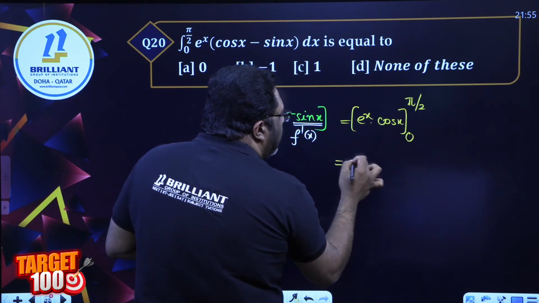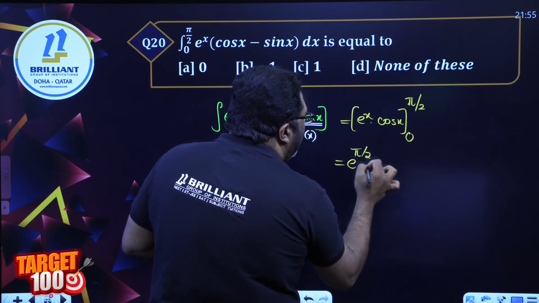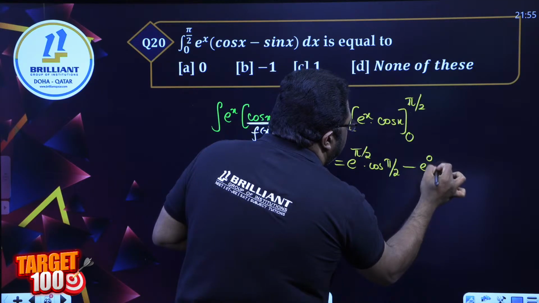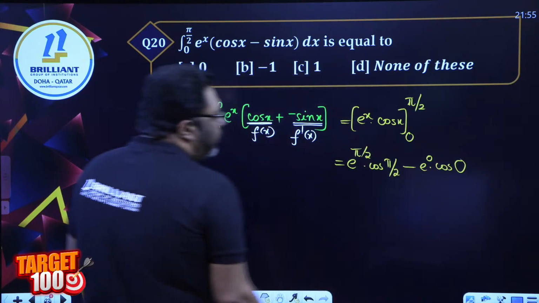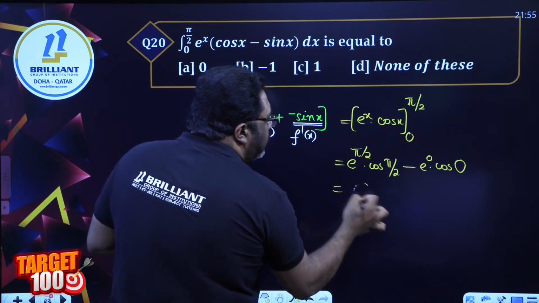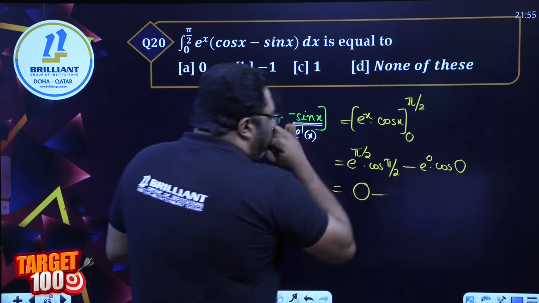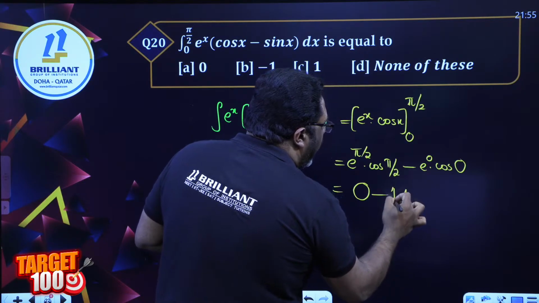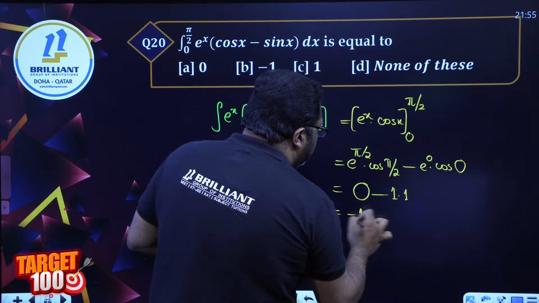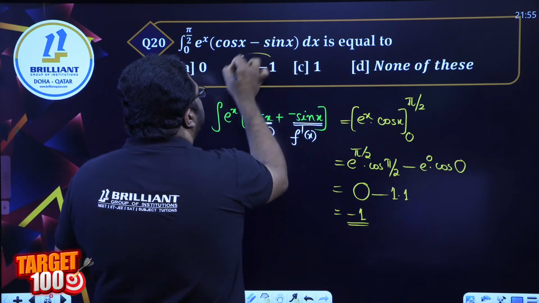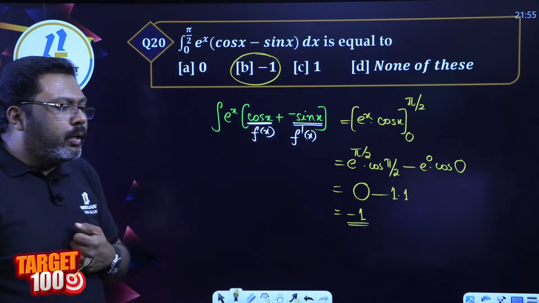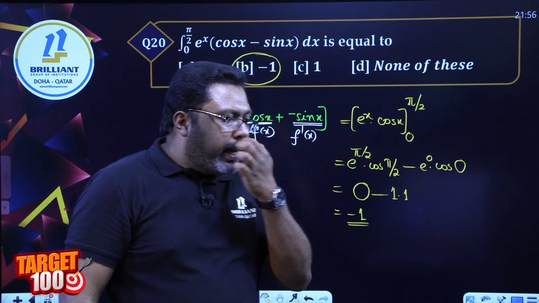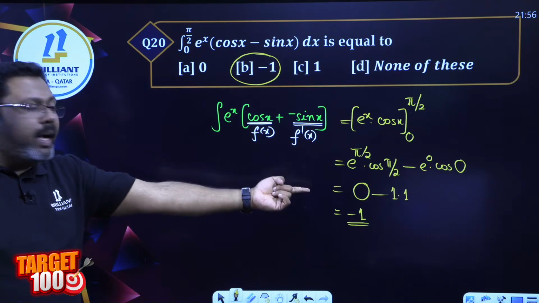Apply the limits. E raised to pi by 2 cos pi by 2 minus e raised to 0 cos 0. Cos pi by 2 is 0, so the first part is 0. E raised to 0 is 1, cos 0 is also 1. Final answer minus 1. Option B, minus 1. Right answer, Prapti, Nitin, Shadi and Hadia. So the answer is minus 1.